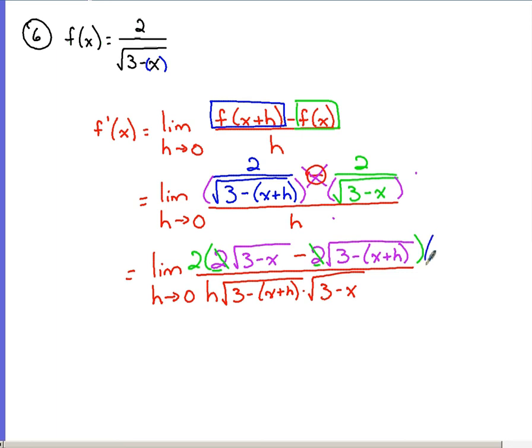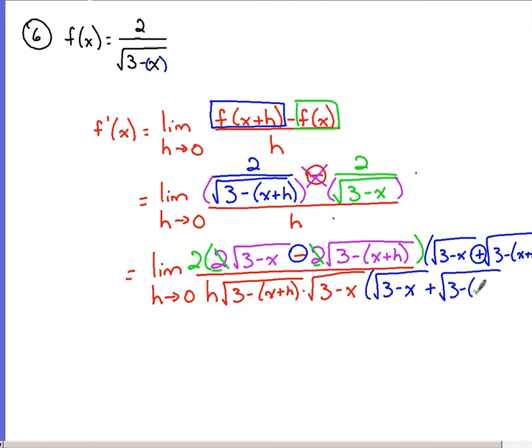So the conjugate would be the square root of 3 minus x plus, going to run out of room here, the square root of 3 minus the quantity x plus h. All I'm changing is that sign in between. This is minus over here, this is plus over here. Multiply the same thing to the denominator: square root of 3 minus x plus square root of 3 minus that quantity of x plus h.